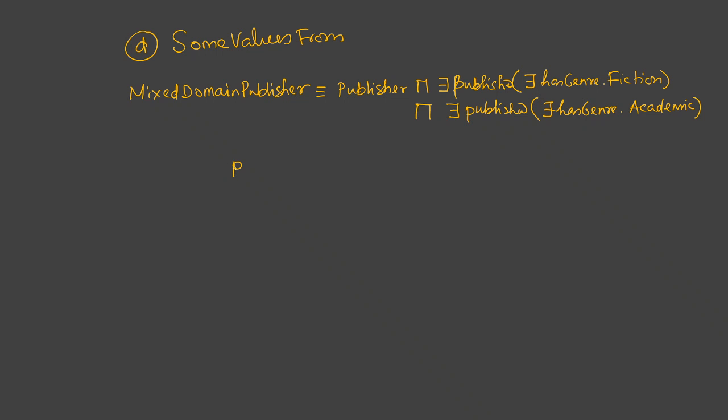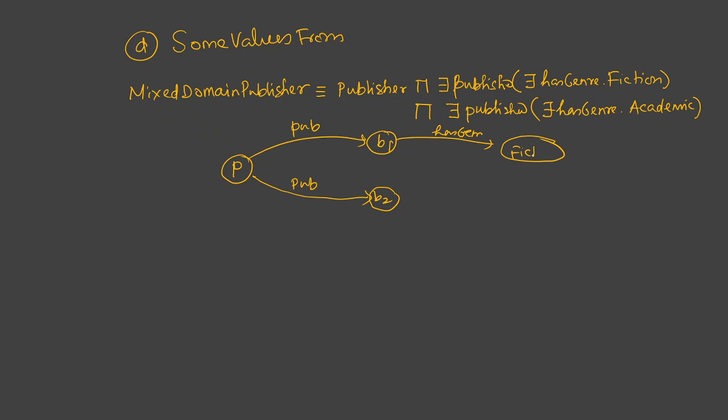So what we are trying to really model: P publishes a book B1 and P publishes B2, and this B1 has genre fiction, and this B2 has genre, say, academic. So this is one case.